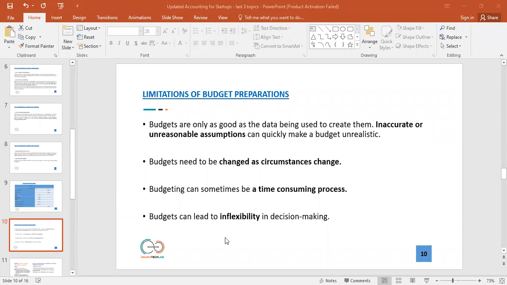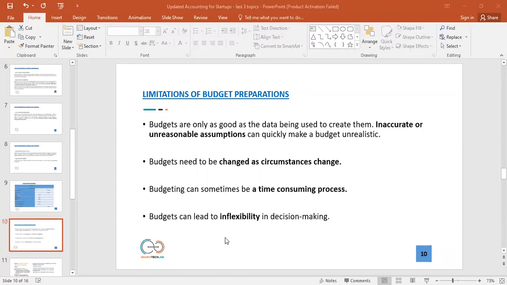All right. And the last thing is that budgets can lead to inflexibility in decision making. For instance, you made a budget and a critical issue has come up. You need to purchase one or two items, but you never foresaw this happening, so it wasn't budgeted. Now the question is, do I spend or do I not spend? Because you've told yourself that spending outside of the budget is a no-no. You're not going to do that. So it can lead to inflexibility in decision making.